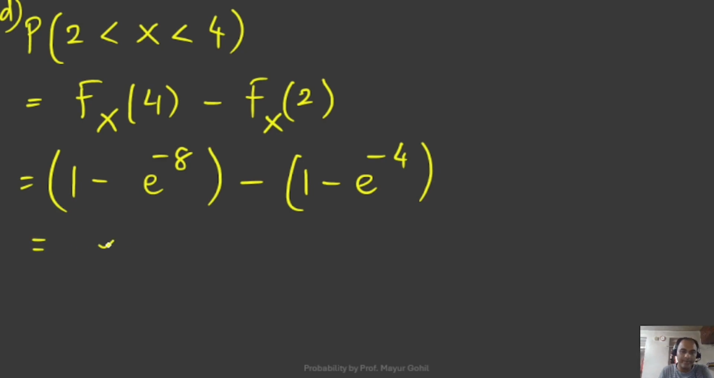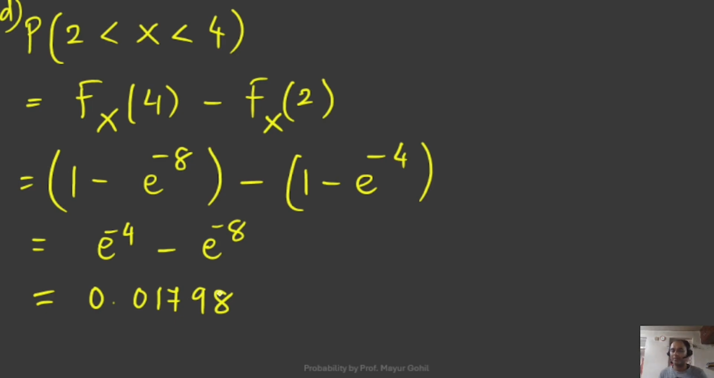So what will happen is we'll have e raised to minus 4 minus e raised to minus 8. The value of this probability, if you are allowed to use a calculator, you can calculate and give the answer. So the answer is 0.01798. That's okay, otherwise you can keep your answer the way you have got it.